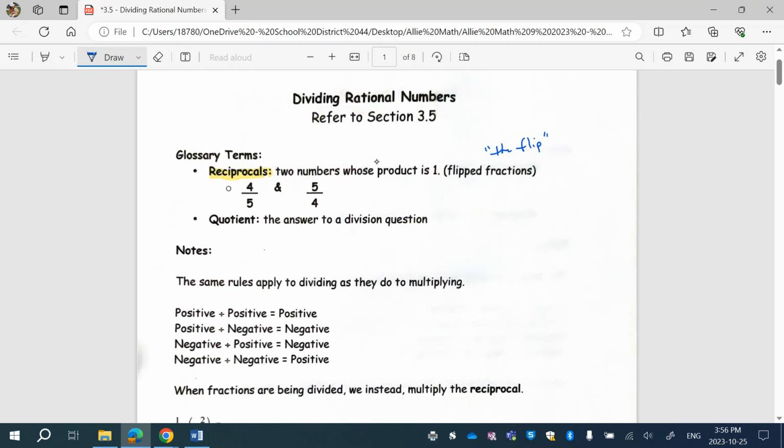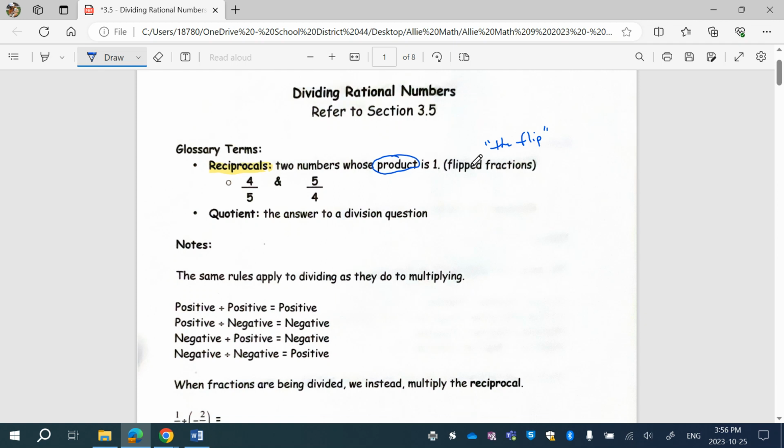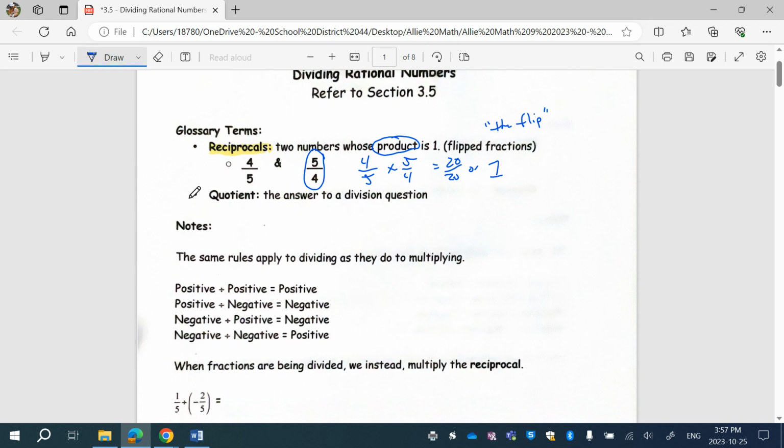So product, remember, is the result of a multiplication question. So flipped fractions: 4 over 5 and 5 over 4. This is 4 over 5's reciprocal fraction, because if you did 4 over 5 times 5 over 4, you would get 20 over 20, or 1. So that's a reciprocal. And another vocabulary word is quotient. So that's the answer to a division question.